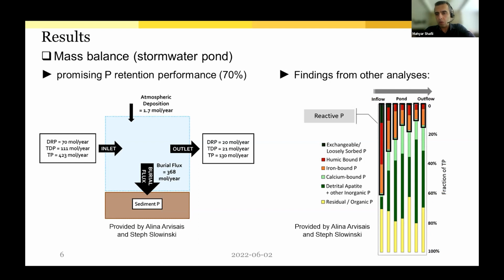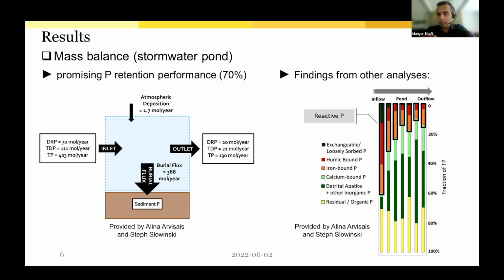And we see that if you look at the light green bars in the graph, that is the calcium-bound phosphorus pool, which is a really stable pool, and it's actually increasing down the core. So basically, this pond is retaining phosphorus and storing it in a stable pool, which is a great thing.